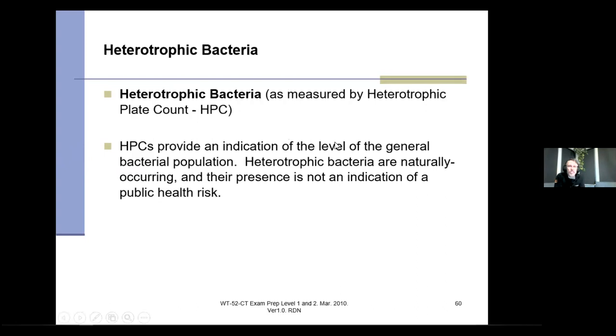There's also something called heterotrophic bacteria. I actually measure these as well. So when I go out into my system, I test for heterotrophic bacteria, or heterotrophic plate count, and it's an indication of the general bacterial population. I use HPC in my system to dictate where I have to flush my system. For those of you who also run distribution networks, I find this really helpful.